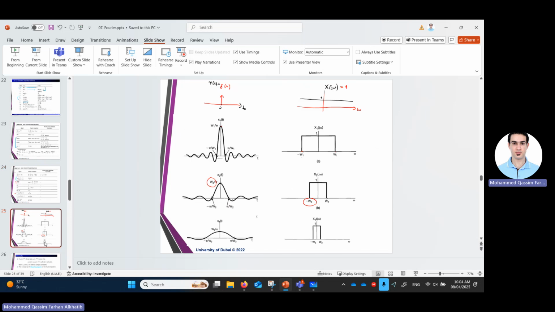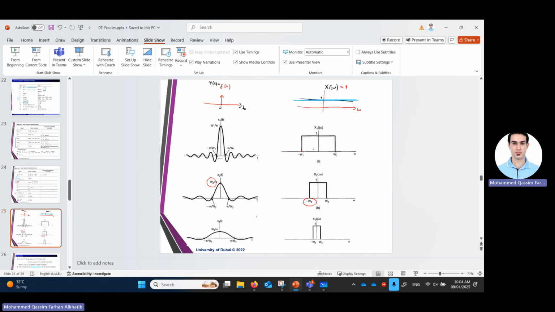All right. This one is just to show that when you have a delta function in time domain, the Fourier transform will be the number 1 for all frequencies. Like this. So this is delta in time domain, and that's the Fourier transform. So it's a value of 1 over the whole range of frequencies.